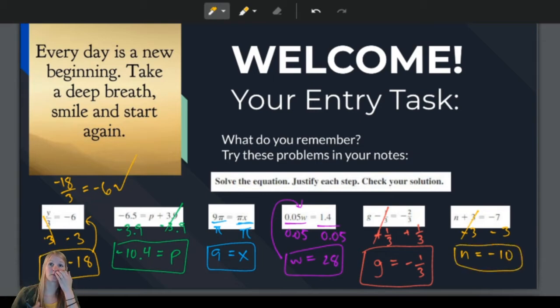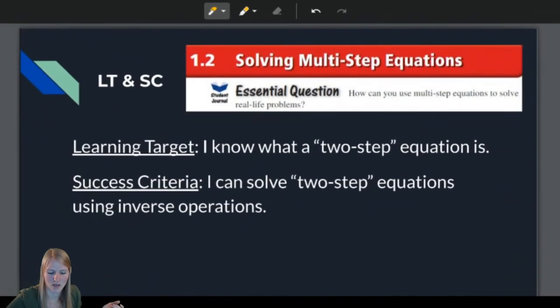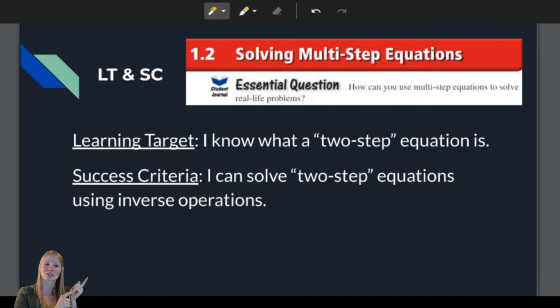Alrighty, wonderful. Did you get them all right? Did you get some of them right? Hey, if you got some of them wrong, that's okay. It means your brain is growing. And we want our brains to grow. That's the whole point of school, is for our brains to grow. Alright, so that's what we did last time.